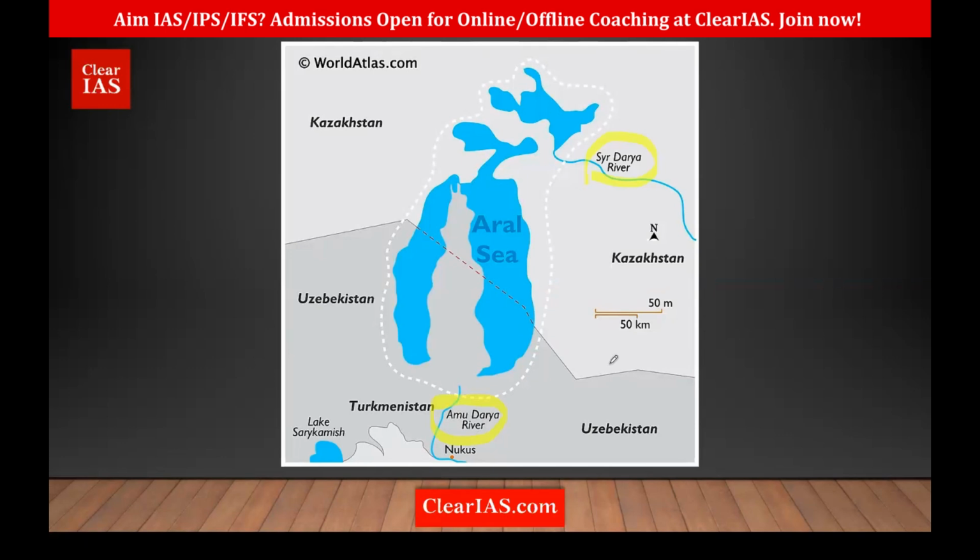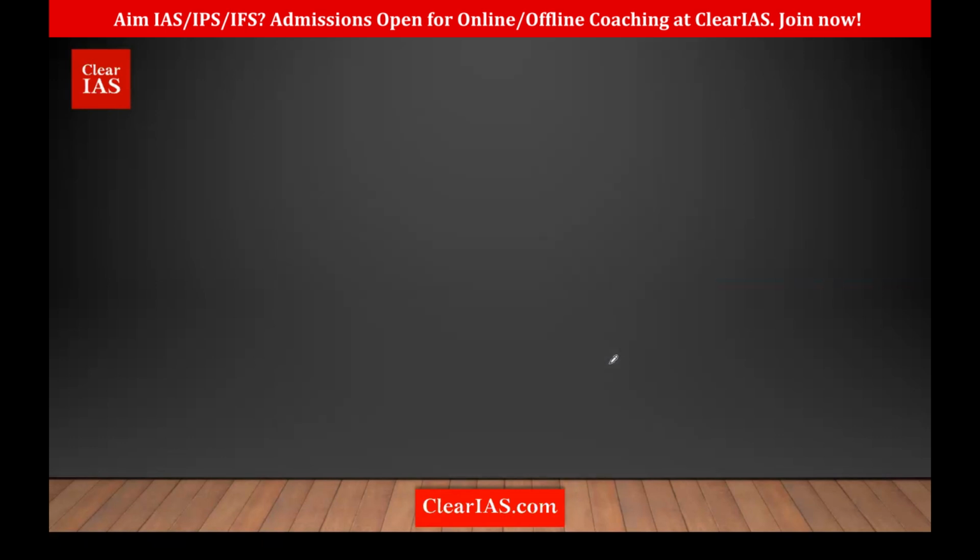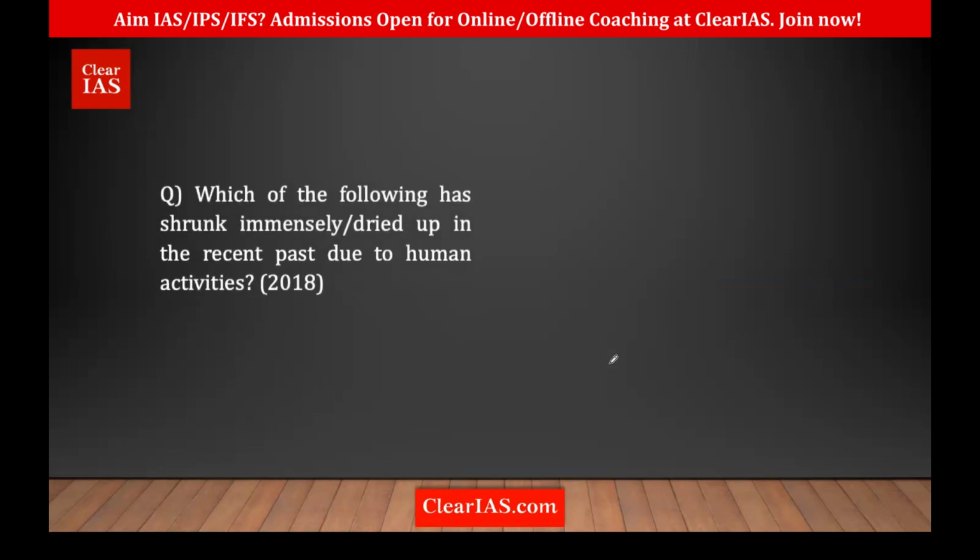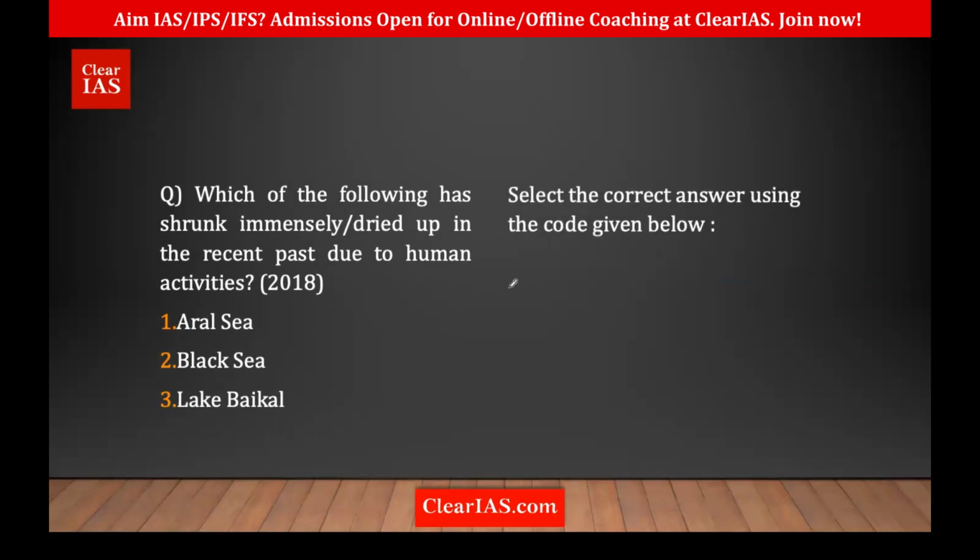Why I'm saying this is, this was actually asked for prelims. It was a very tough question. Which of the following has shrunk immensely, dried up in the recent past due to human activities? Aral Sea, Black Sea and Lake Baikal. Select the correct answer using the code below: 1 only, 2 and 3, 2 only, 1 and 3. So we know Aral Sea is the right answer. If you know that, you can directly eliminate these 2 options. Then there is Black Sea.